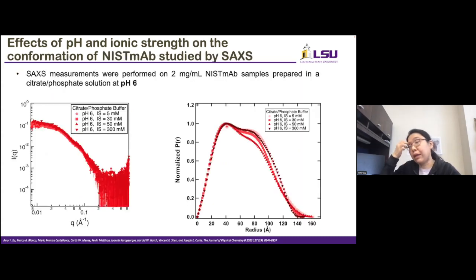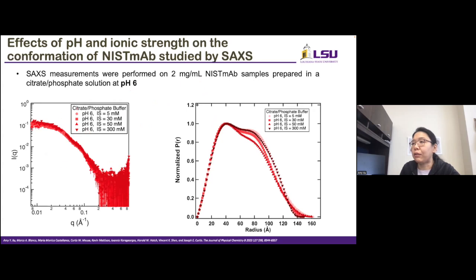Now, after talking about the light scattering and CD-FTIR results, we finally get down to SAXS measurements. We performed SAXS measurements on 2 milligrams per ml of NISTmAb prepared at pH 6 first to look at their structures. Because SAXS depends on how you analyze the results, you can either look at the structure of the scattering objects, or you can look at the interactions between them. At 2 milligrams per ml, which is considered a low concentration, we are only measuring the structure of the NISTmAb molecules.